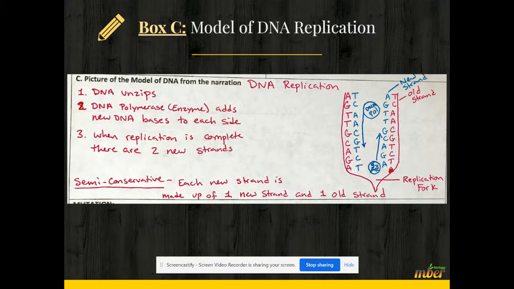Okay, so this is what you should have learned from watching that video. So, picture of model DNA from narration. One, the DNA unzips. Two, the DNA polymerase, which is an enzyme, adds new DNA bases to each side. And step three, when replication is complete, there are two new strands. So semi-conservative is when each new strand is made up of a new strand and one old. So when this DNA is split, you have half of the original and half new. So these would eventually separate completely, and this will be one strand, and this will be one semi-conservative, portion of it being new, portion of it being old.